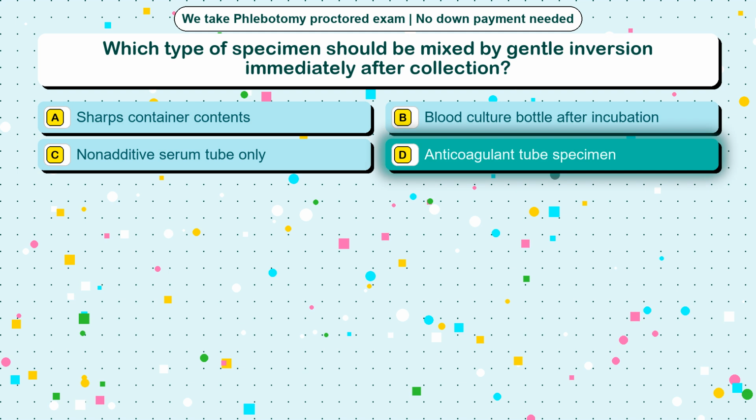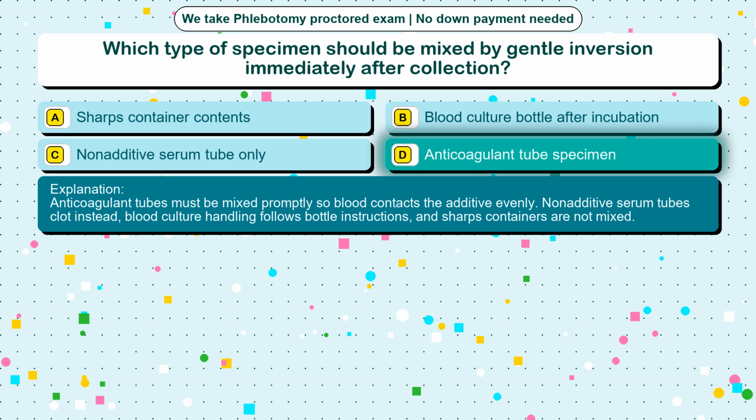Anticoagulant tube specimen. Anticoagulant tubes must be mixed promptly so blood contacts the additive evenly. Non-additive serum tubes clot instead. Blood culture handling follows bottle instructions, and Sharps containers are not mixed.